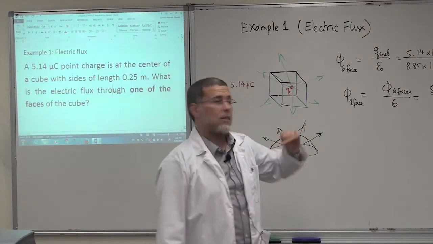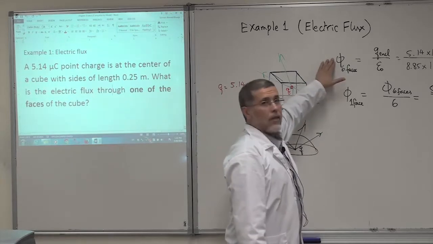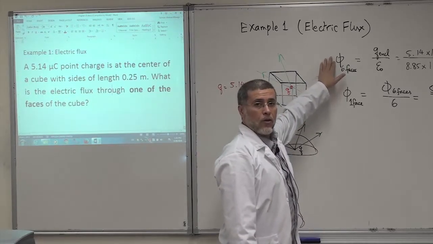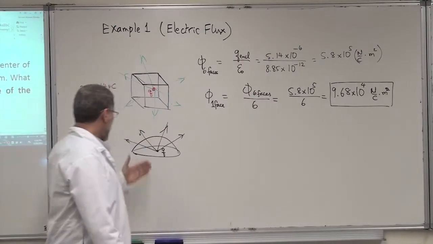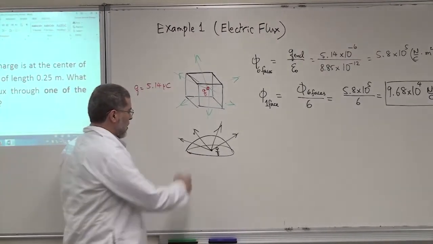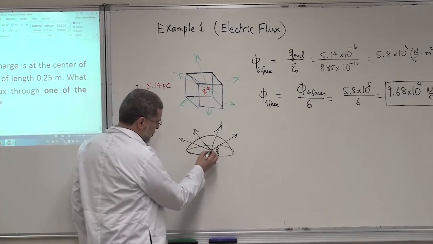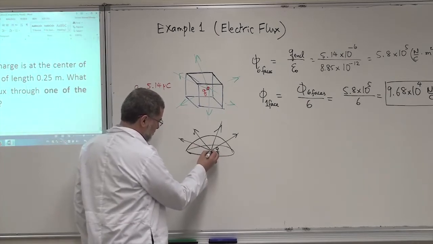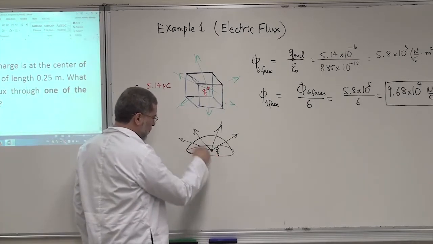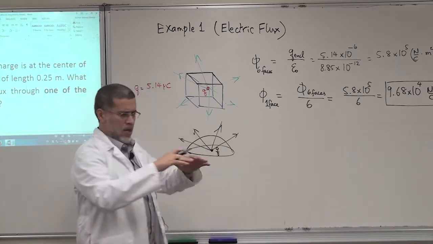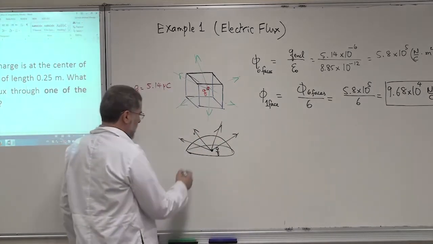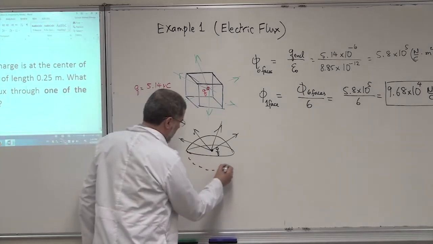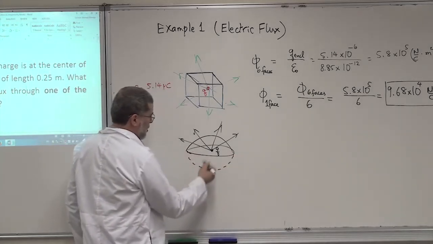Because we have said that the flux is independent of the shape, it depends only on the charge enclosed over epsilon 0. Let's return to this problem here. He wants the flux through this curved surface, and the charge is right here in the center. The way to do it is to complete the sphere. If you complete it, you get a sphere.